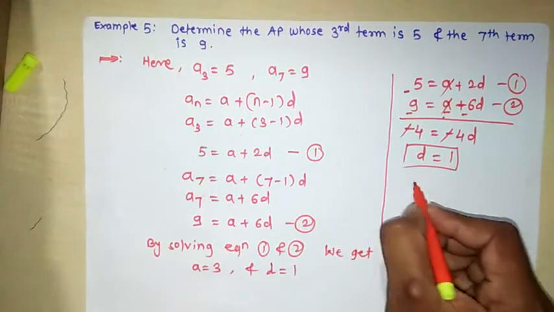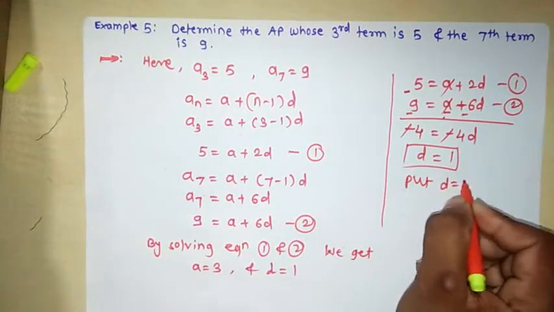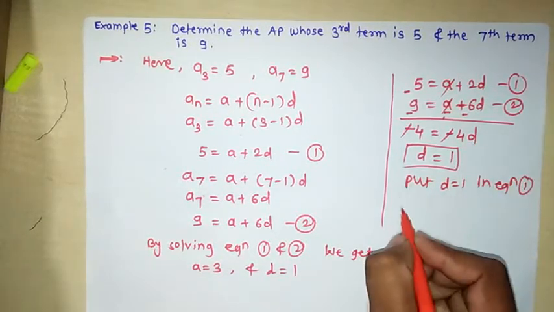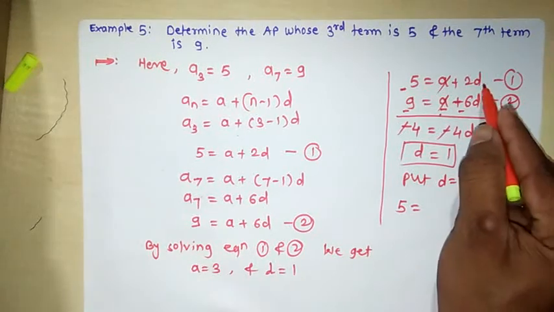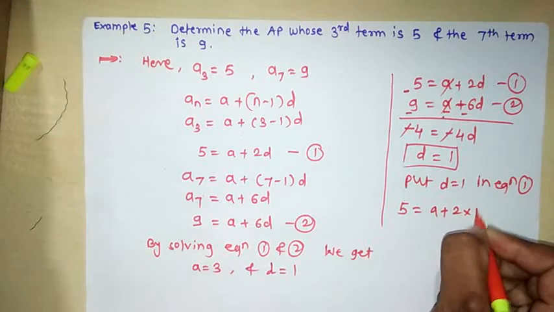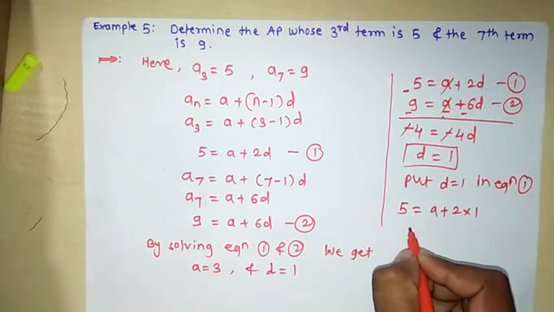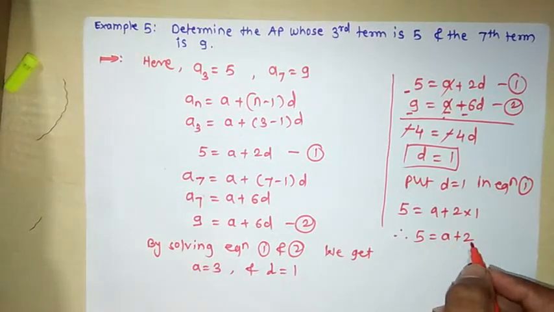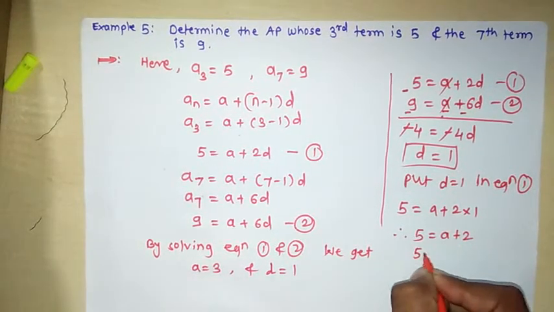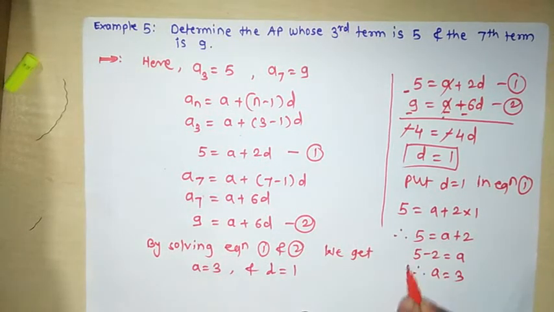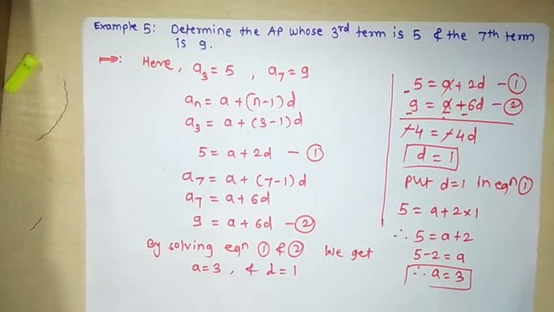Now put d is equal to 1 in equation 1. 5 is equal to, instead of d we have to write 1, a plus 2 into 1. Therefore 5 is equal to a plus 2. Send this 2 towards the left hand side. 5 minus 2 is equal to a. Therefore a is equal to 3. We got the values of d and a.